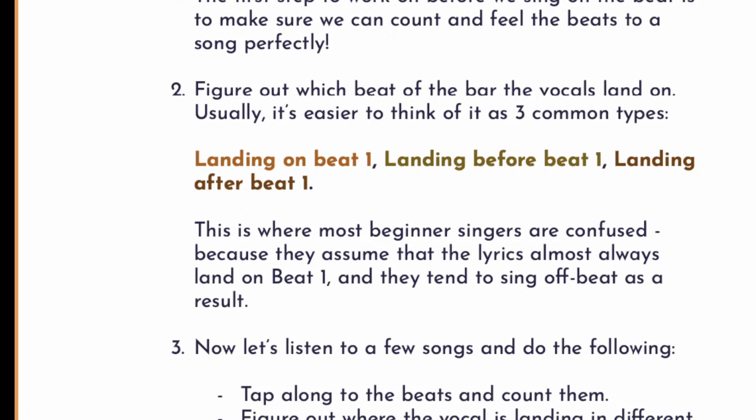So when you're counting 1, 2, 3, 4, 1, 2, 3, 4, most beginner singers are confused because they just assume that the lyrics almost always land on beat 1 and they just sing wherever they feel 1 and they just start singing the lyrics there. I've seen this in a lot of people, but this is usually not the case in music. If that was the case where every line of every section of the song started on beat 1, it would be very boring, right? It would not have the contrast required. So the reason why I've chosen this song is that here each section starts differently. So let me show what I mean.